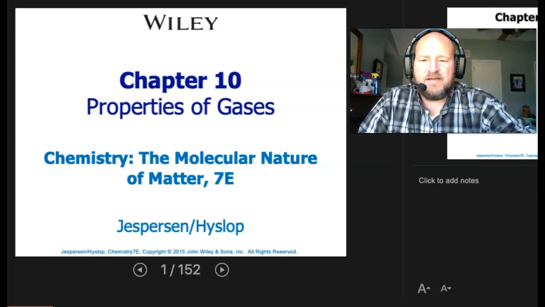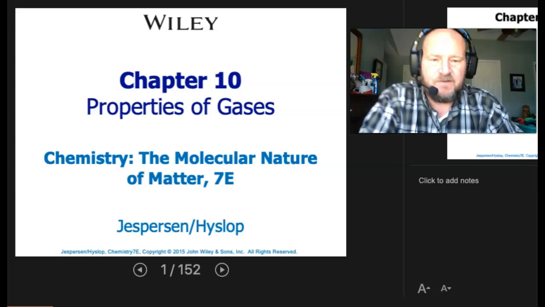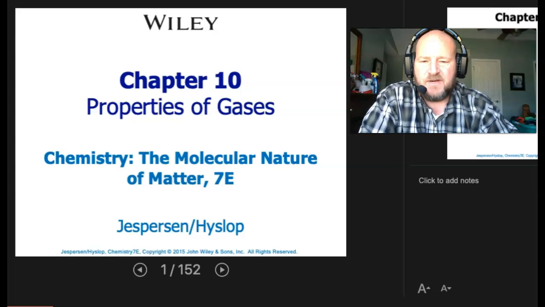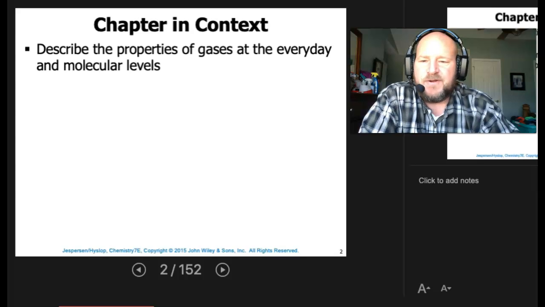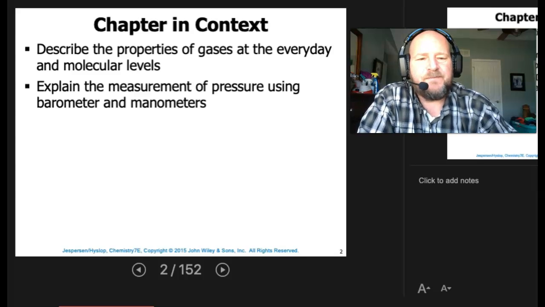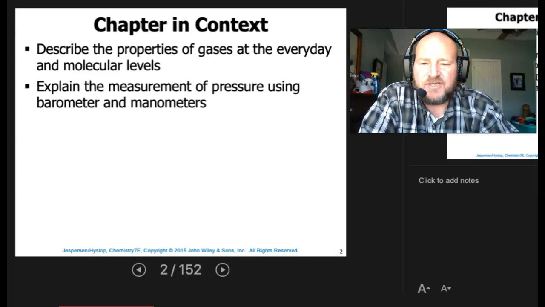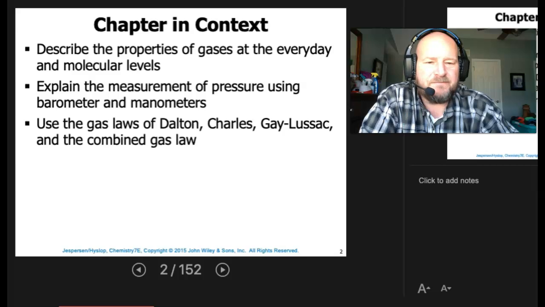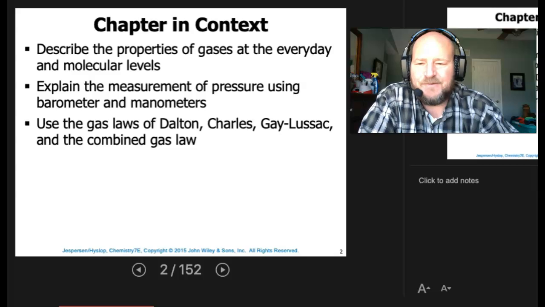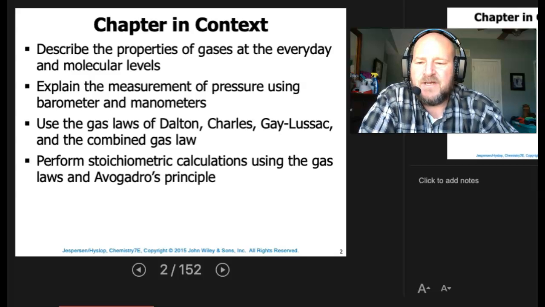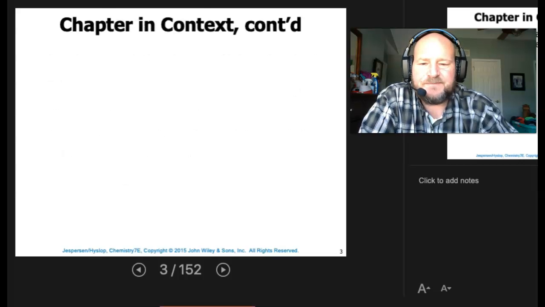Chapter 10, Gases. This will be our first segment as we talk about the molecular nature of matter and the properties of gases. What you'll be able to do is describe the properties of gases at the everyday and molecular levels. We'll explain the measurement of pressure using the barometer and a manometer. We'll use the gas laws of Dalton, Charles, Gay-Lussac, and the combined gas law. And we'll perform stoichiometric calculations using the gas laws and Avogadro's principles.